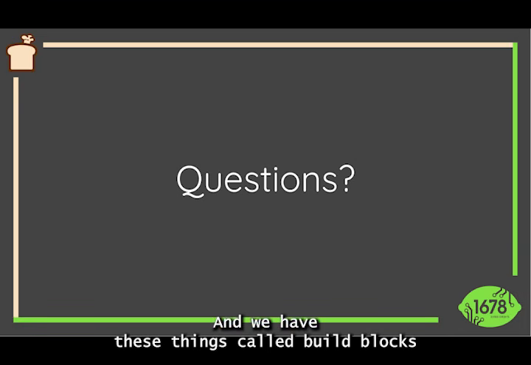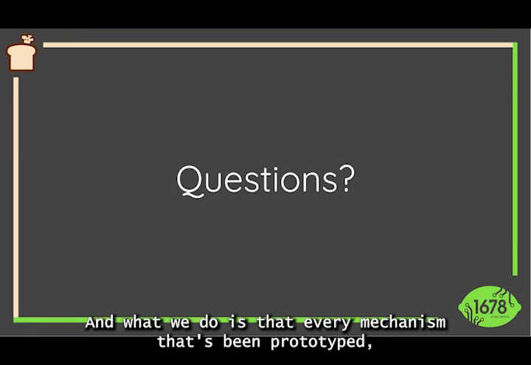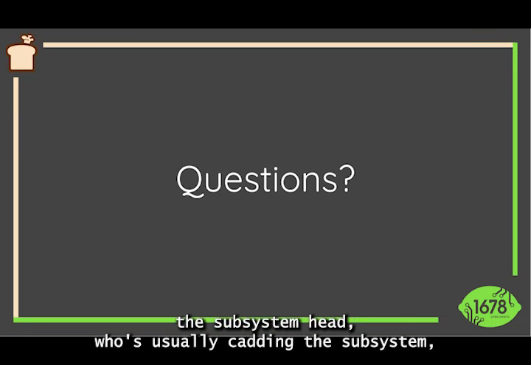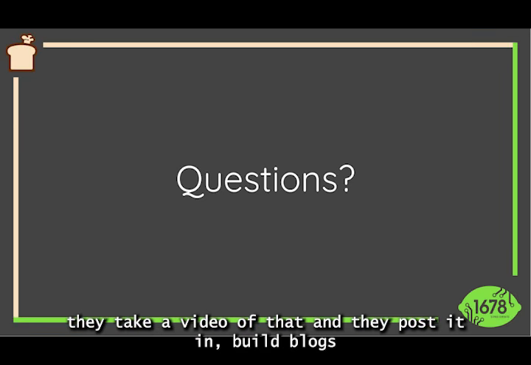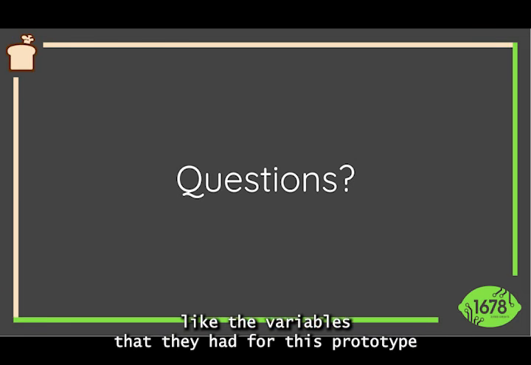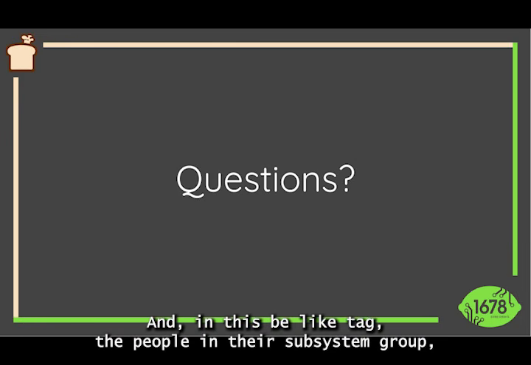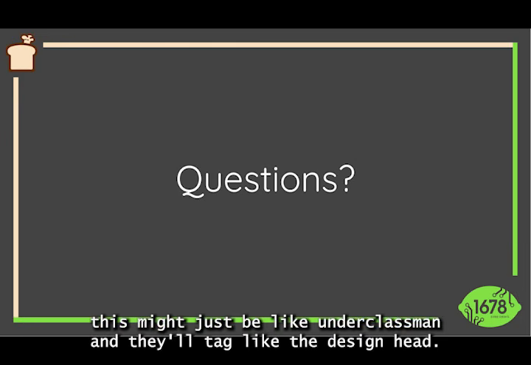Oh yes, and we have these things called build blogs, and this is just a channel in our Slack workspace. What we do is that every mechanism that's been prototyped, the subsystem head, who's usually CADing the subsystem, takes a video of that and posts it in build blogs, and they write the things that they tried, like the variables that they had for this prototype and what they're planning on changing. And maybe they'll tag the people in their subsystem group, who might be underclassmen, and they'll tag the design head.